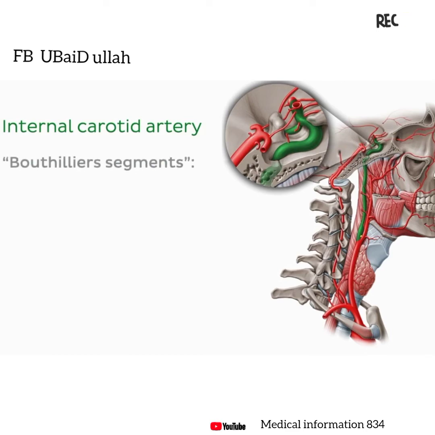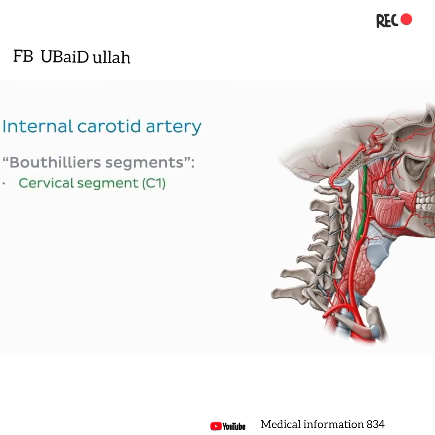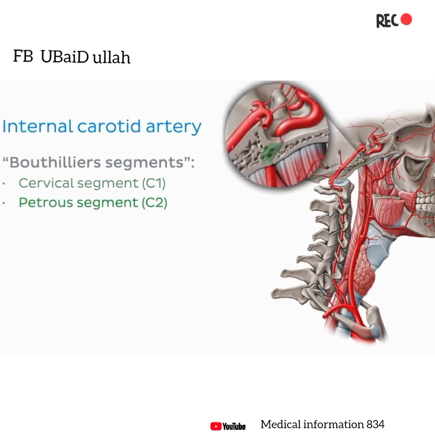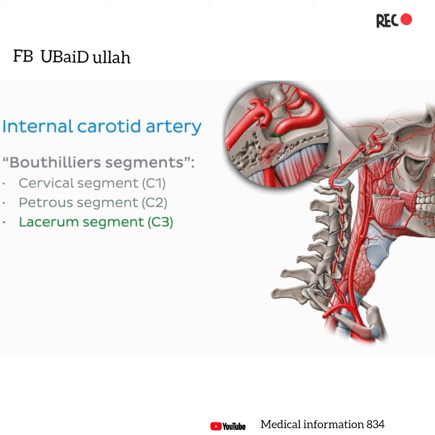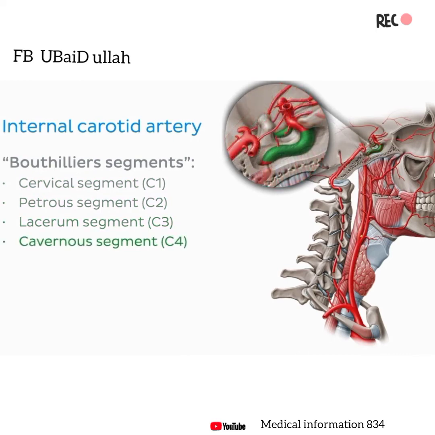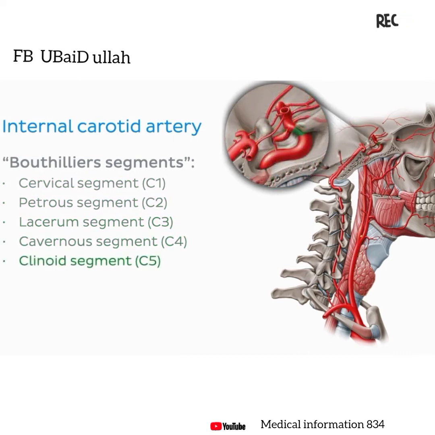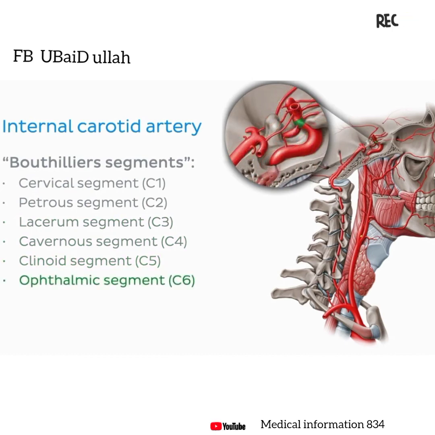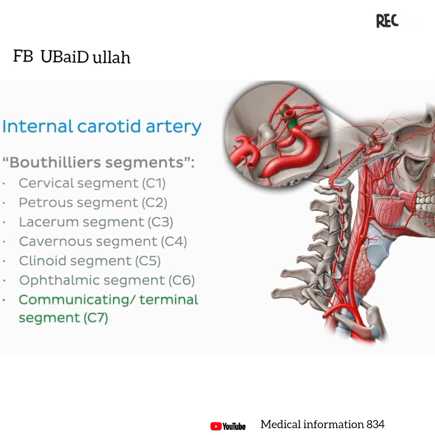One way to describe or classify the segments of the internal carotid artery was described in 1996 by Bouthillier et al., known as Bouthillier segments. Basically, this divides the internal carotid into 7 segments, based on the position of each part of the artery. These segments are the cervical segment, the petrous segment, the lacerum segment, the cavernous segment, the clinoid segment, the ophthalmic segment, and the communicating or terminal segment.